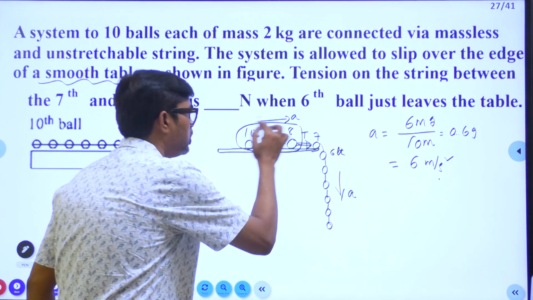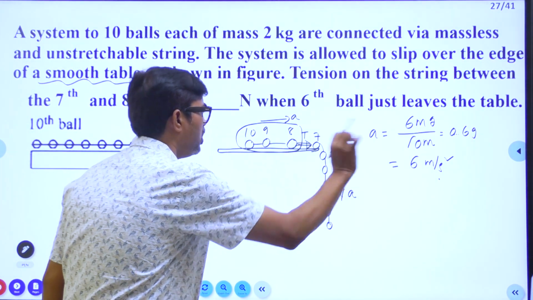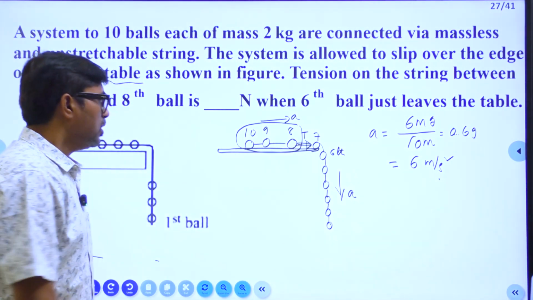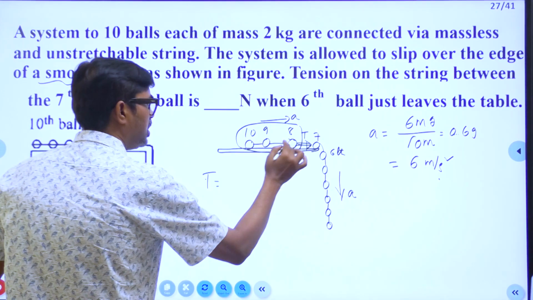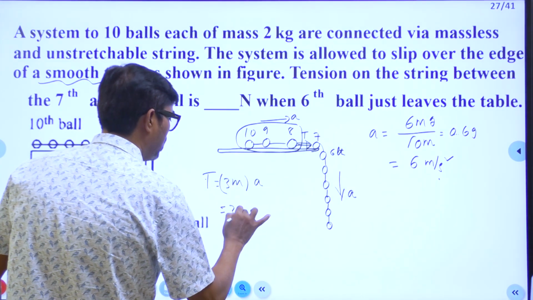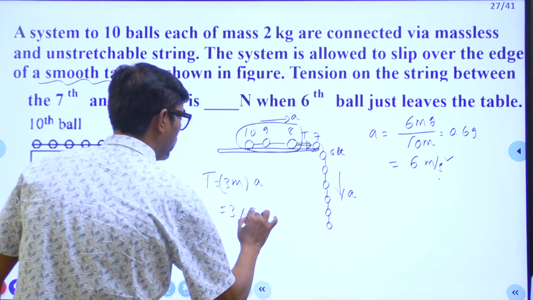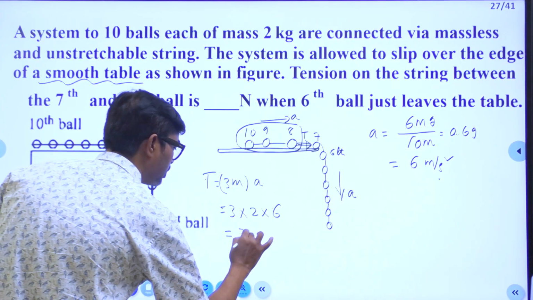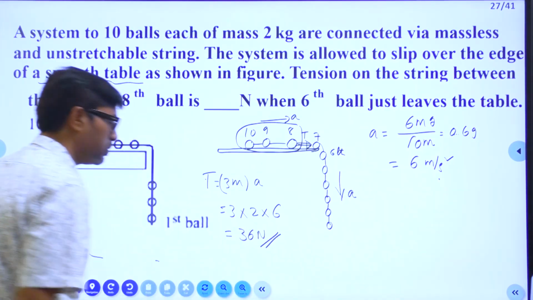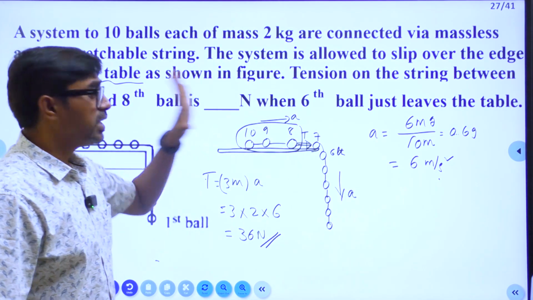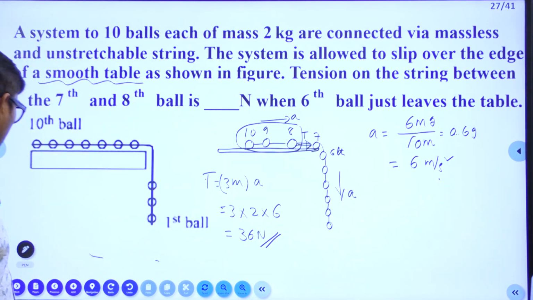So I will choose this free body diagram where the only horizontal external force is that tension. This tension is pulling these three. So T equals these three masses, 3m, into the same acceleration they are having. 3 into the mass they had given for each ball, 2 kg, and acceleration was 6. So 6 sixes are 36. And that is the answer to it. So very simple problem. The only thing is you should be able to draw the diagram based on reading comprehension. It's more of a reading comprehension based question.